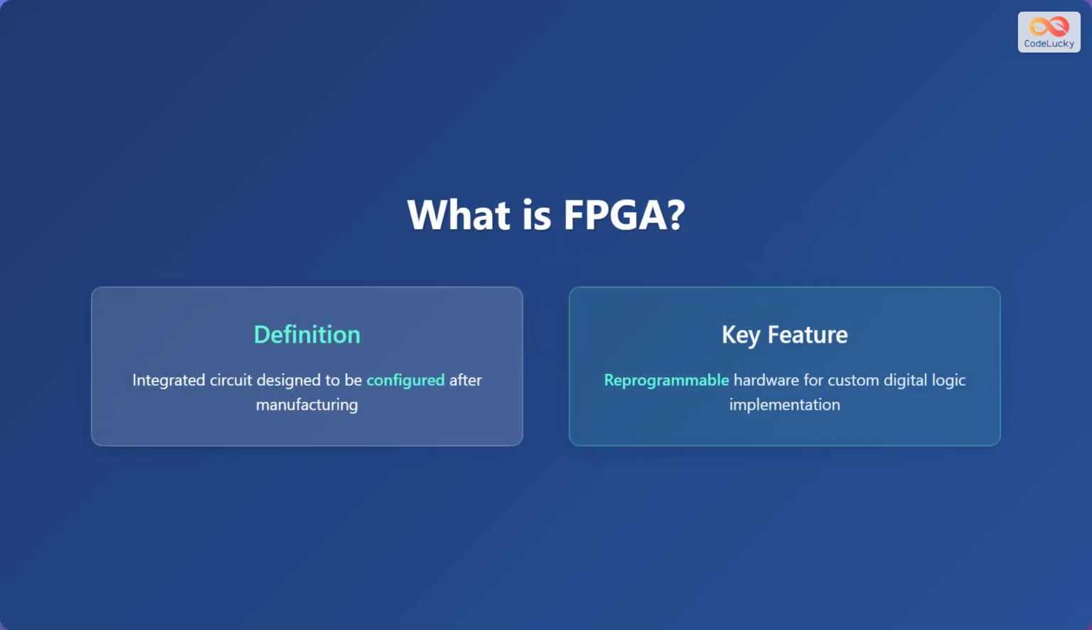So, what exactly is an FPGA? An FPGA is an integrated circuit designed to be configured after manufacturing. The key feature of FPGAs is that they are reprogrammable hardware, which allows for custom digital logic implementation. This means you can change their function even after they've been made.